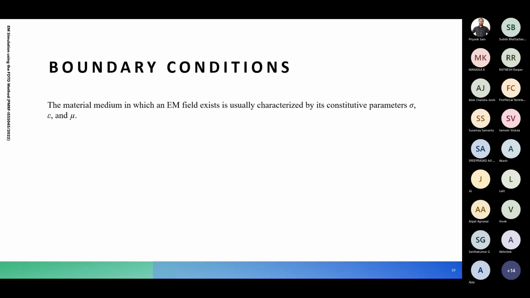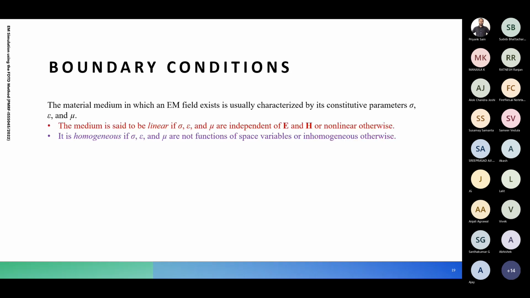Now, let's look at these important terms. Throughout this course, I'll be using terms like linear, homogeneous, and isotropic media. Now, what are those? A medium is linear if its constitutive parameters, which are conductivity, permittivity, and permeability, are independent of the electric field and magnetic field. For a homogeneous medium, if these constitutive parameters are not functions of space, they are said to be homogeneous, and if they are functions of space, they are said to be inhomogeneous.